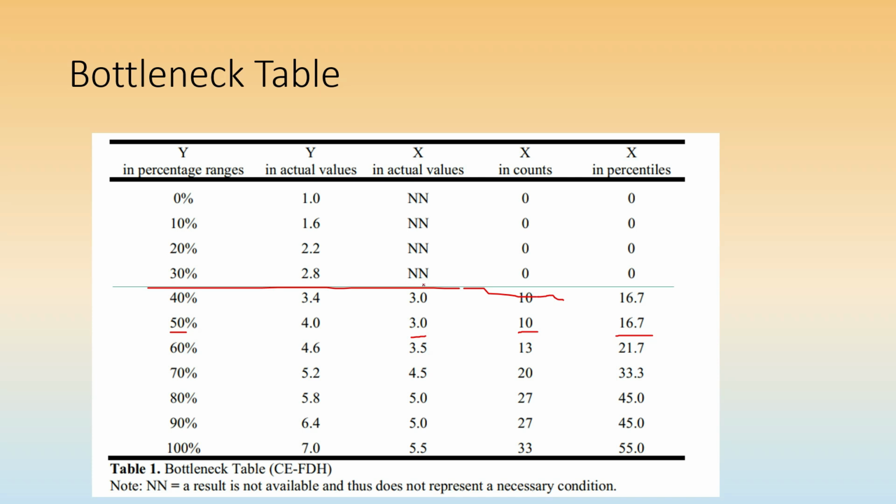This NN says that this is not a necessary condition. For example, no value of x is needed for 30% of y if we want to attain 30% of y. So there is no necessary condition for x at this value. It starts with a minimum: 40% we can achieve with a value of x at 3, and again with a value of x at 3 we can also achieve 50%, and as the value of x is increasing, the value of y is also increasing.